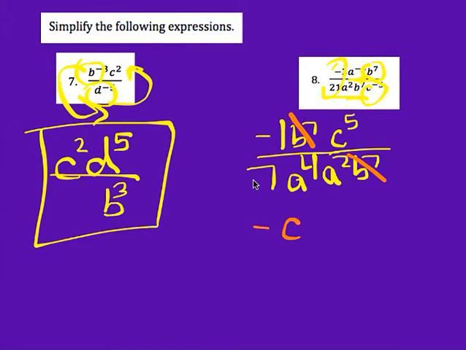So left up top, I have negative c to the 5th. I don't have to write the negative 1. You can if you want to, but you definitely don't have to. And then I'm going to have 7.